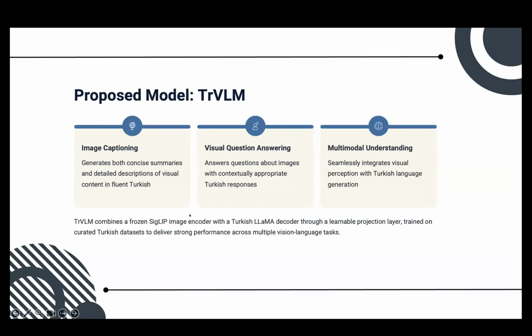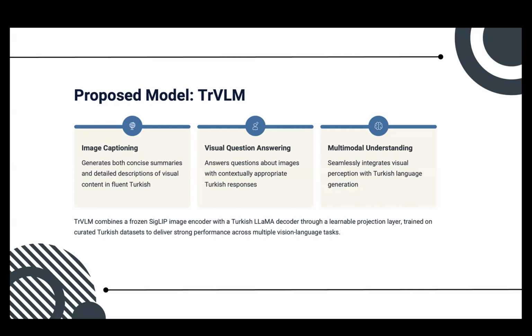Proposed model: TR-VLM. Here's our solution. TR-VLM, a model specifically designed for Turkish vision language understanding. Let me highlight its three core capabilities. First, for image captioning, TR-VLM generates both concise summaries and detailed descriptions of images in fluent Turkish. This dual capability is crucial. Sometimes users need quick summaries, other times they require comprehensive descriptions.